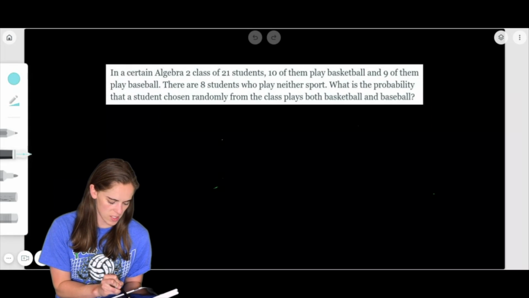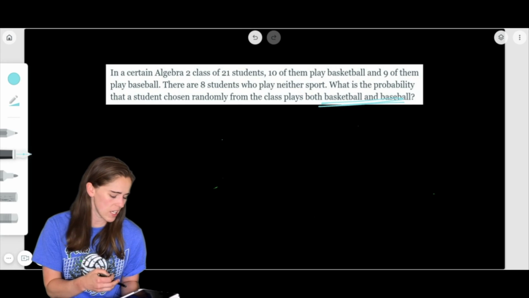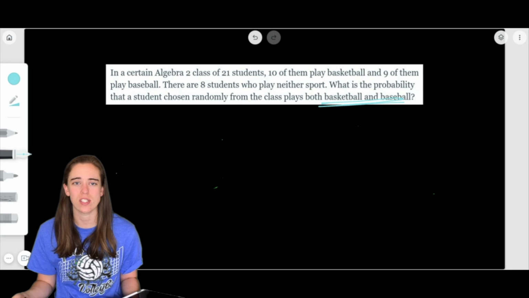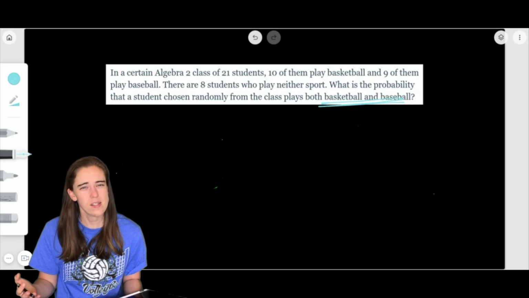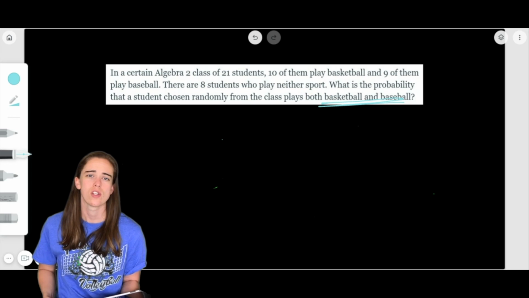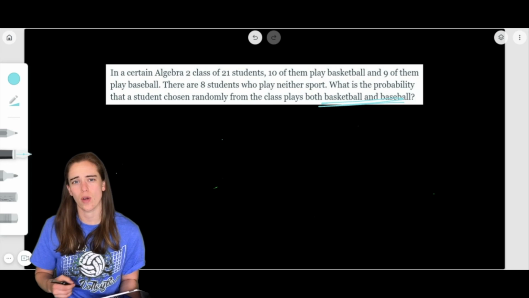So right now I need basketball and baseball. However, I don't have that number given to me. And on top of that, if I take the numbers 10, 9, and 8 and add them all together for all the students, that adds up to more than 21, which is a problem because there are only 21 students in this class. So for this problem, our sample space, we're going to use a table. I'm going to draw that real quick.